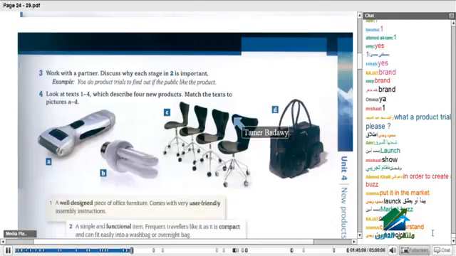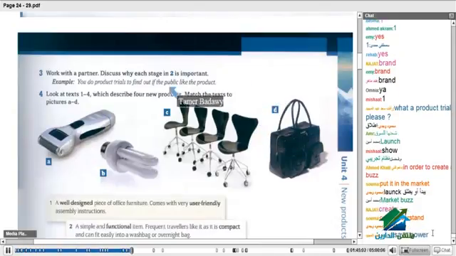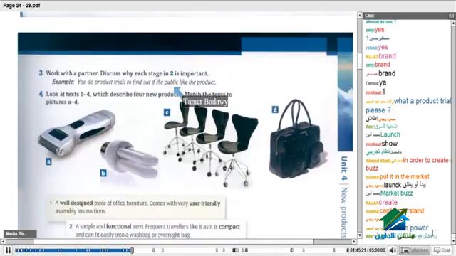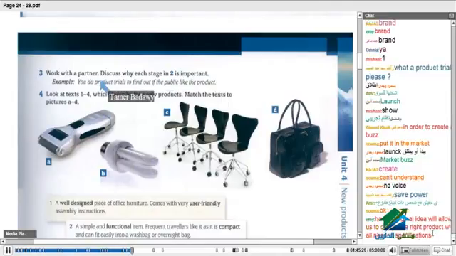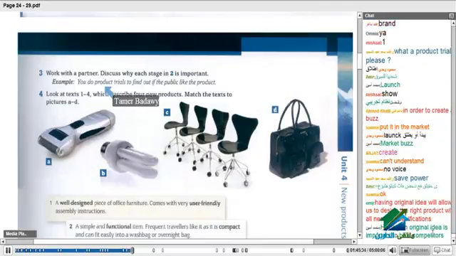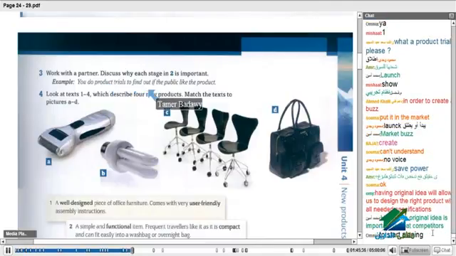Can't understand. Okay, I repeat. Now, we make product trials. Why? To find out if the public likes the product or not. Fine? Type. Why are we searching for or needing an original idea? We need an original idea, or having an original idea is important, to beat competitors.